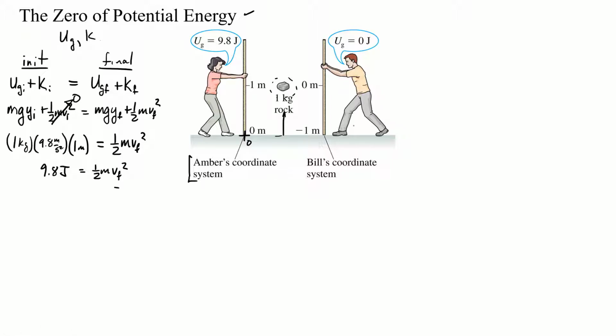Now, if I do the same thing over here from Bill's coordinate system, Bill says, well, I'm going to make my origin where I start. I'm going to start at everything being 0. And again, just like in kinematics, we have the freedom to choose that 0. So why can't I do that? And again, he's going to follow the same sort of thing, just bookkeep those energies from the initial to the final. We've got mg y initial plus 1/2 m v initial squared is going to be equal to mg y final plus 1/2 m v final squared.